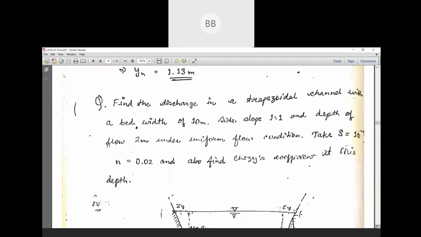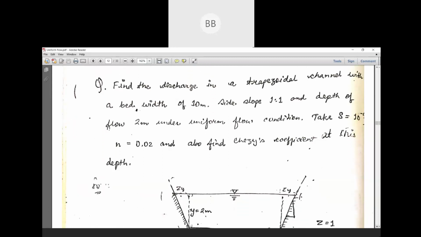So you do one thing, you try to solve this as a practice one. It's similar to your first numerical. It's a trapezoidal channel, because the most difficult one is your trapezoidal channel. And when your side slope is given 1:1, then it's very easy. You can directly consider your z value is 1. Z is equal to 1, okay. So when your side slope is given 1:1, you always remember your z is equal to 1.